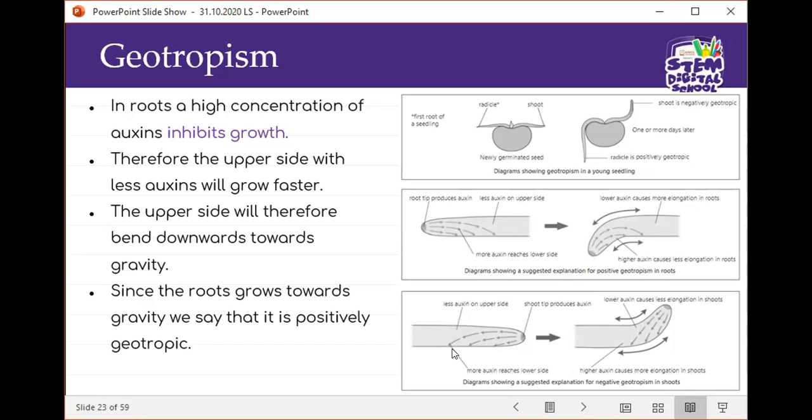And when we look at the diagram at the bottom, it shows a suggested explanation for negative geotropism in shoots. Okay, so we'd have less auxins on the upper side and more auxins on the lower side, right? And this is what would happen. The lower auxin concentration would cause less elongation in the shoots, and where there's higher auxin, it would cause more elongation in the shoots, causing it to bend upwards or just basically grow in an upward position. And this would be negative geotropic, right?